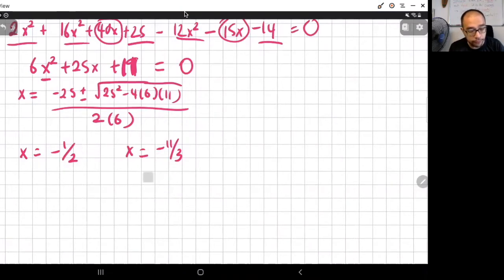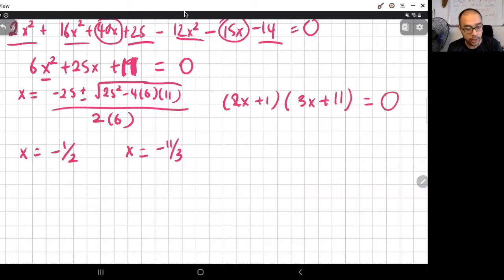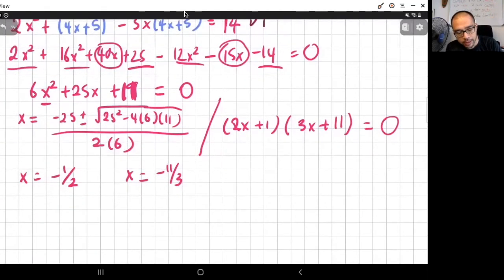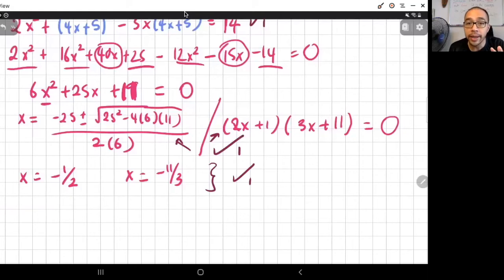Okay, but if let's say you can factorize, you can also choose to do the factorization. So this would be 2x plus 1 and 3x plus 11 equals to 0. Either this or this, okay? Now, let me tell you, so far, 5 marks, right? So where does the third, fourth, and fifth mark come in? The third mark comes in here, either this or this. And then the fourth mark is these two together. Okay, that's the fourth mark.